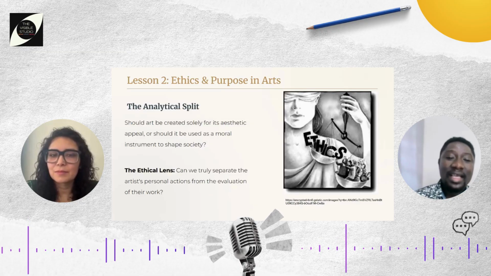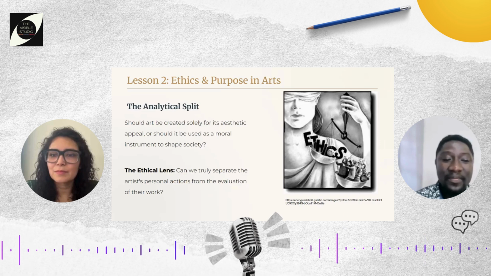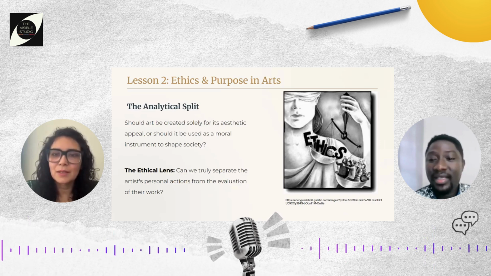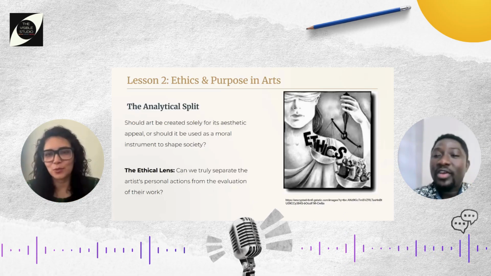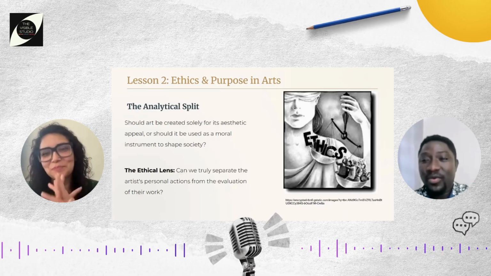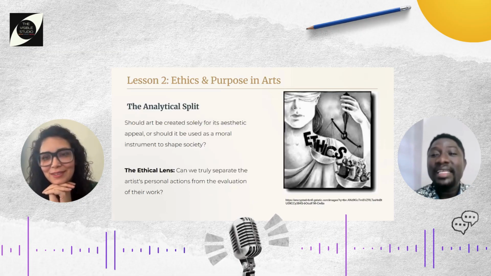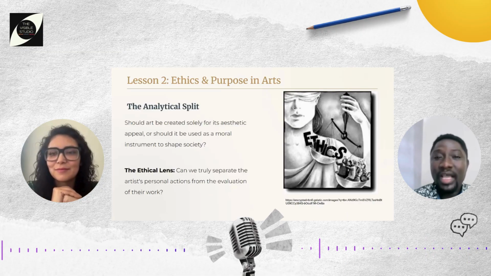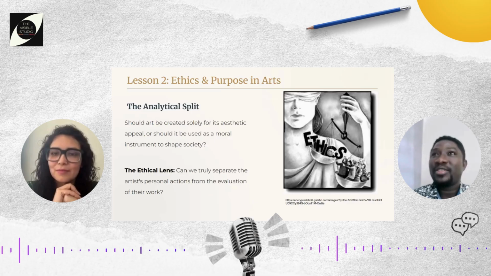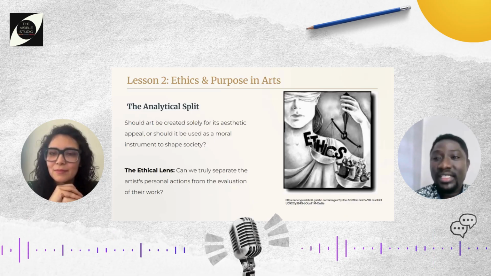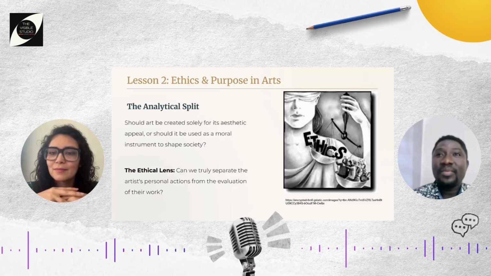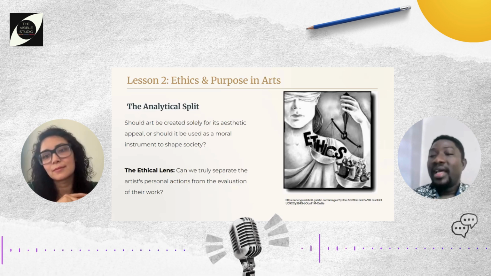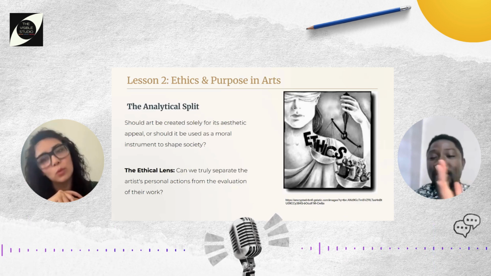Then the ethics: can we truly separate the artist's personal action, that's the intention, from evaluating the artwork? Is the artwork devoid of the artist? Is it possible? Then we bring in examples where it can be and where it cannot be. We look at commissions. I always tell students, anytime you're talking about objectivity, don't leave out this example of commissioning, because if somebody commissions you to do an artwork and tells you specifically what he wants, you have to be objective.